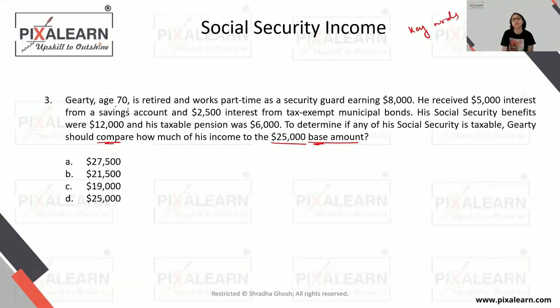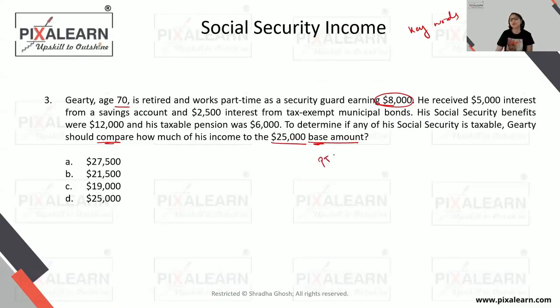The taxpayer who is aged 70 is retired and works part-time as a security guard earning $8,000. He received $5,000 interest from a savings account and $2,500 interest from tax exempt bonds. To determine if any of his social security is taxable, the taxpayer should compare how much of his income to the $25,000 base amount. Now, can you tell me what is the call of the question? What are they asking you to determine?